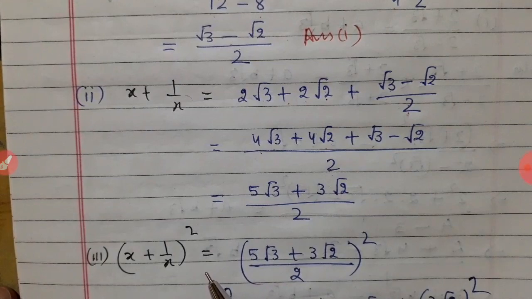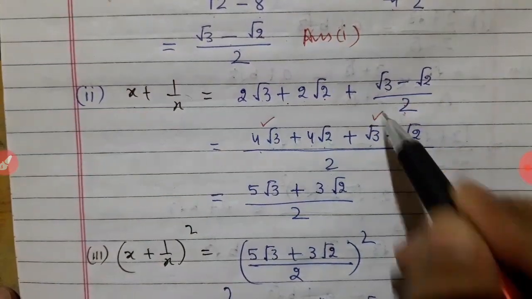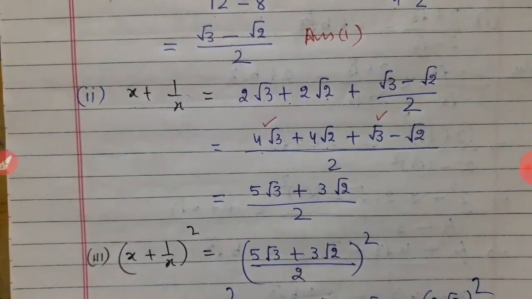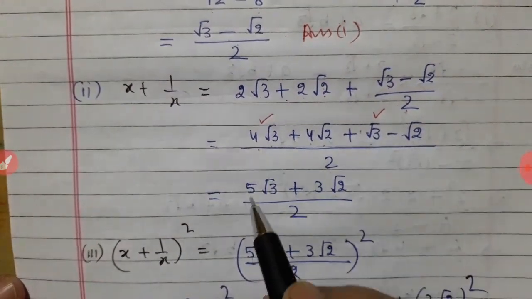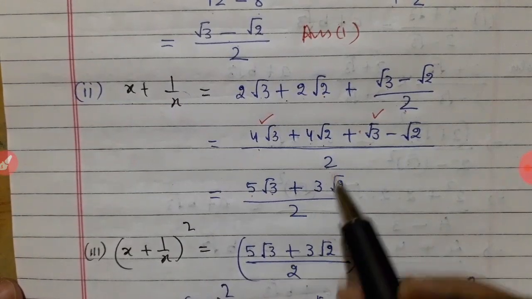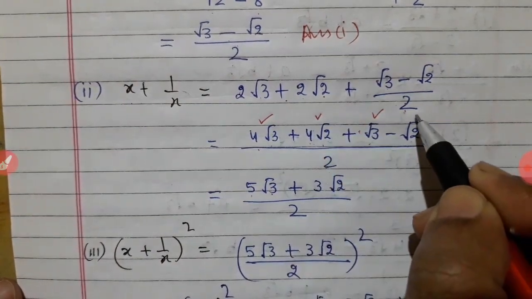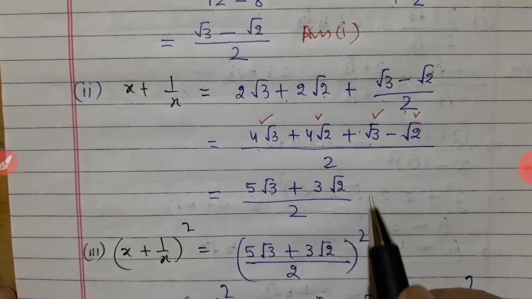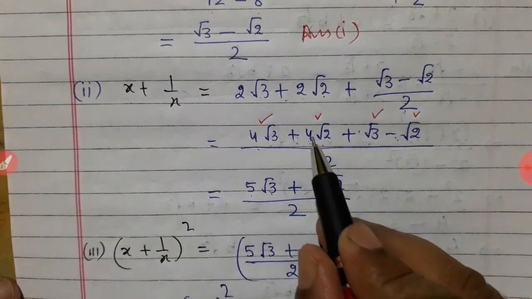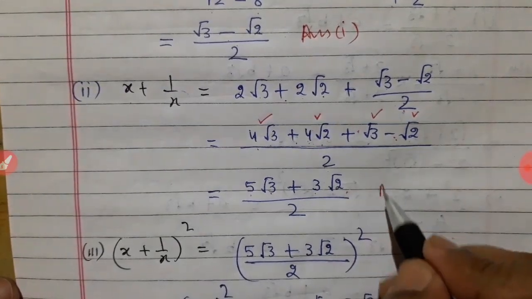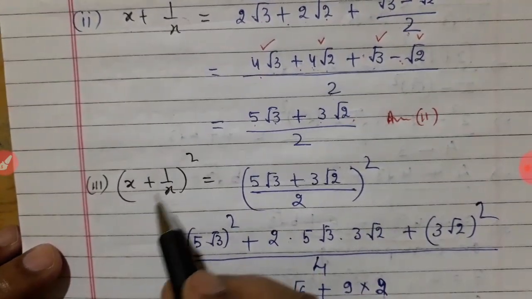Then after that we see, you look here, this is 4 root 3 and root 3, they are like irrational numbers, so we can add them. Here coefficient is nothing means 1, so 4 plus 1 will become 5 root 3. Likewise you take here next, this is 4 root 2, 4 root 2 and root 2, they are also like irrational, so this is positive and this is negative, so 4 minus 1 will become 3, so we get 3 root 2. So this is your answer number 2. Now next we are asked to find out x plus 1 upon x whole square.